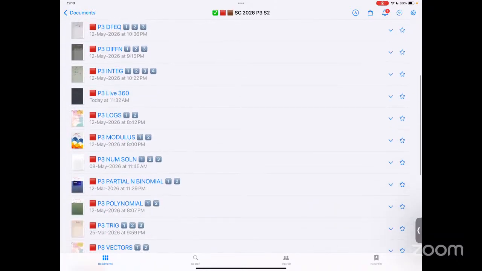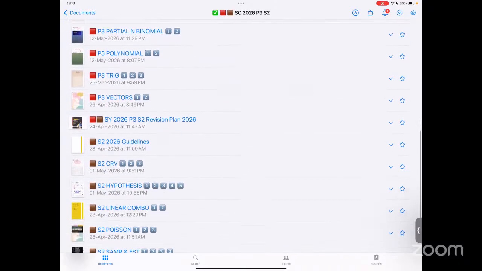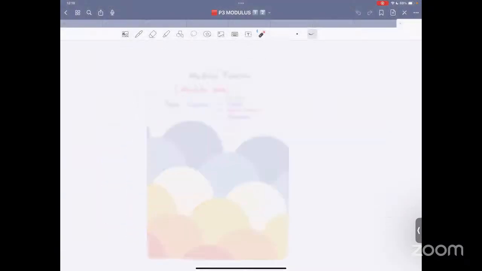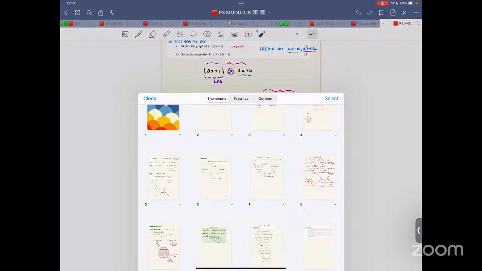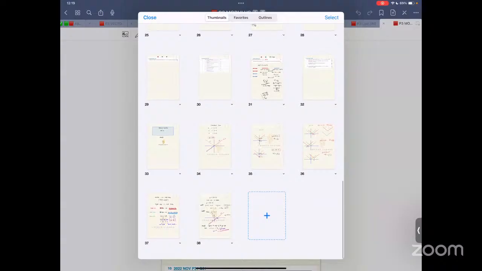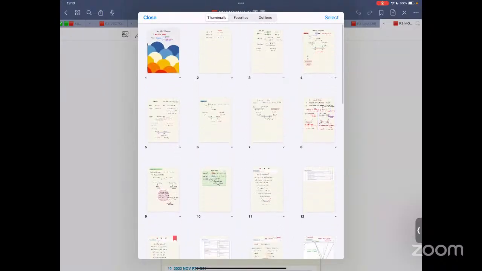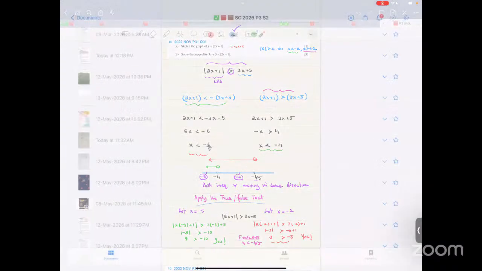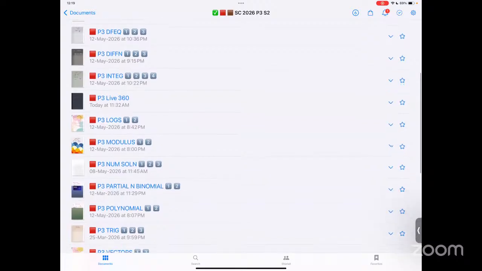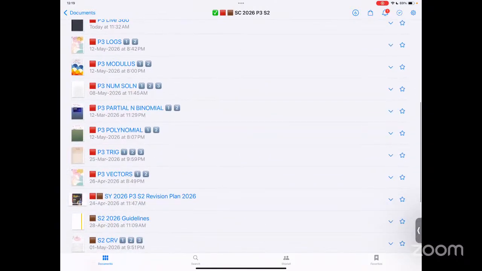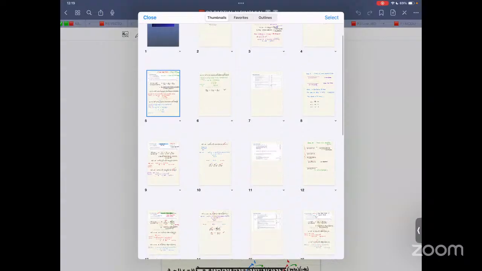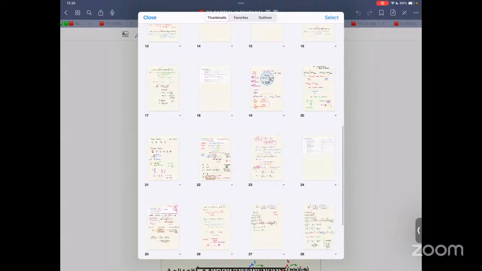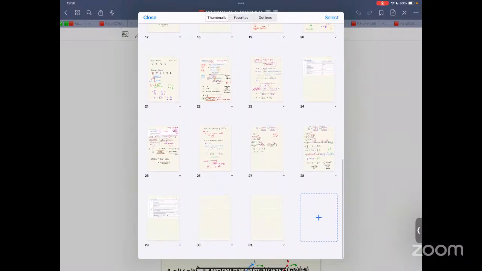So this is differentiation, binomial. I think it must be in this one, modulus. Nope, it's not here. I think it must be in some other PDF, any which way. Let me just look at partial and binomial. How come the binomial is not there? Okay, there it is.